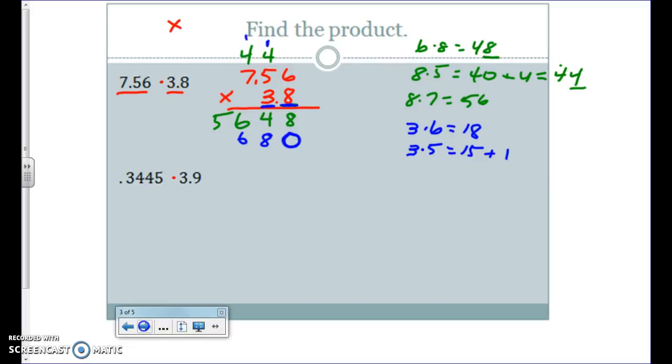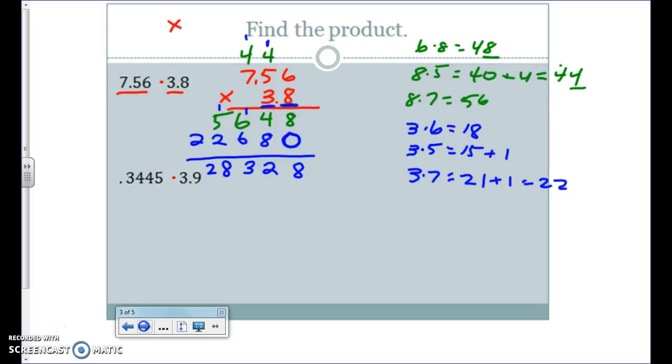And then 3 times 7, 21, plus 1 is 22. And again, I'm not going to carry the 2 over because there's nothing to carry it over to. So I'm just going to put 22 in there. Now I'm going to add it up. 8. 8 plus 4 is 12. 13. And 2. Alright. So I'm just adding and carrying over just like what we learned before.